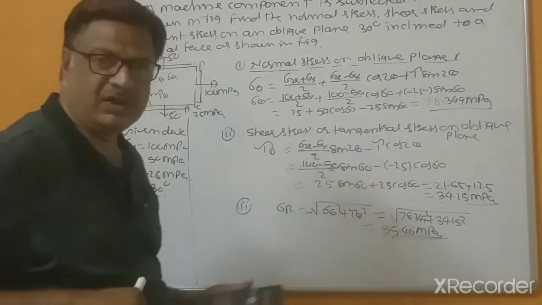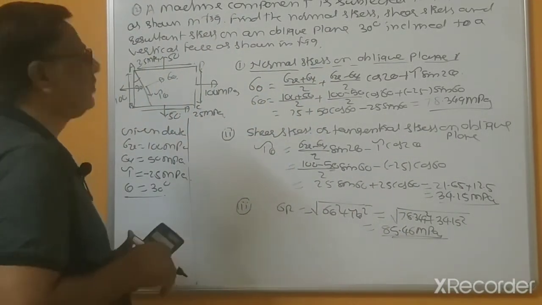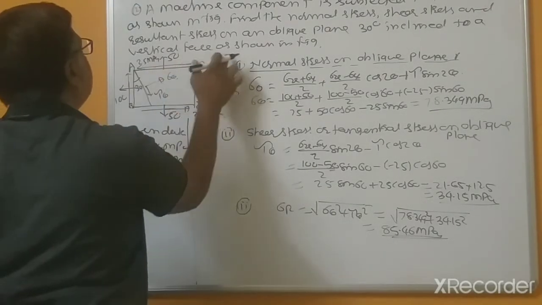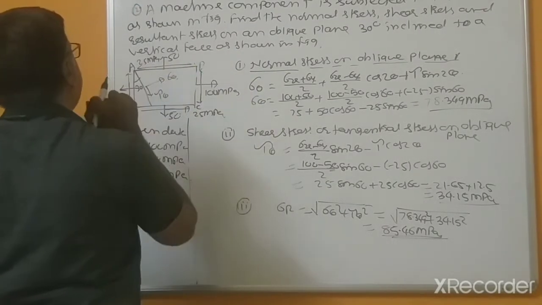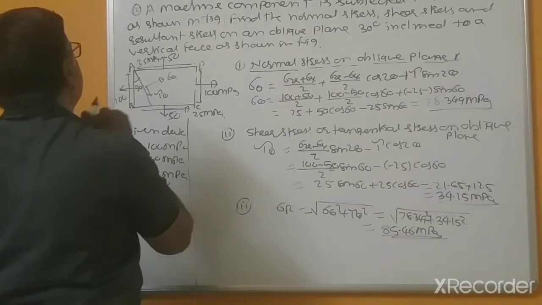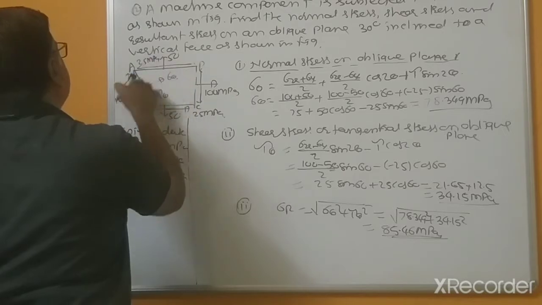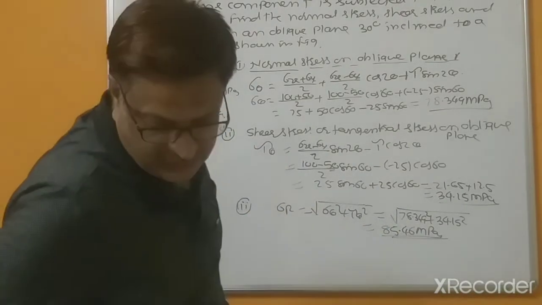Megapascal. This is your expected answer. So in the third problem, in the first problem this 25 was towards the right side. Now this is on the left side, and this inclination is 30 degrees. Now if the inclination is made like this, outside 30 degrees, so what will happen?